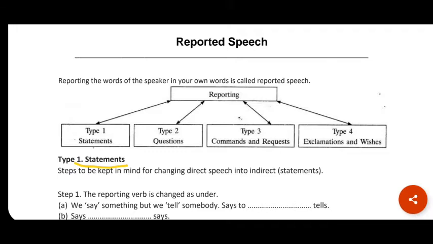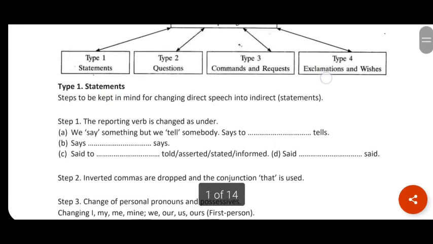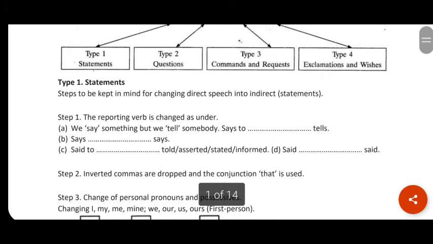Now, when you change statements from direct to indirect, what are the steps to be kept in mind? So the first step is the change in the reporting verb. The reporting verb is changed as under. So how is the reporting verb changed? Now, what is a reporting verb?